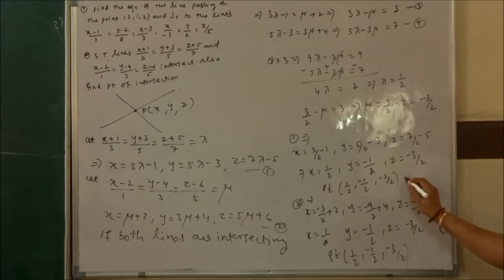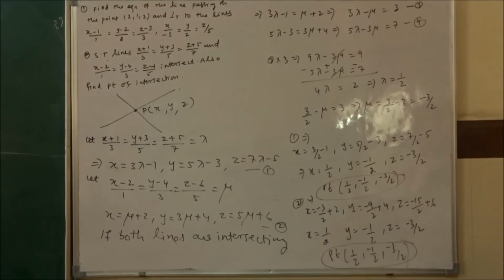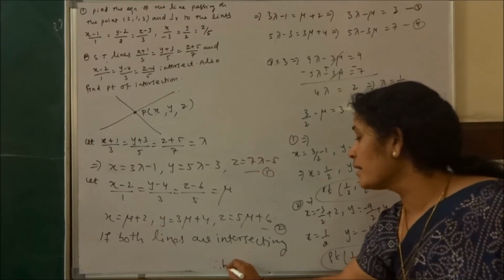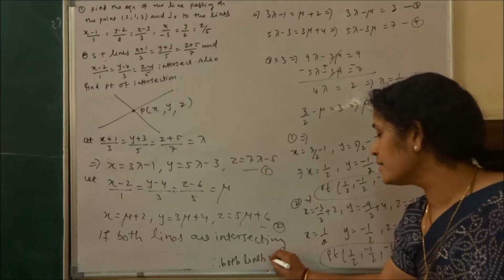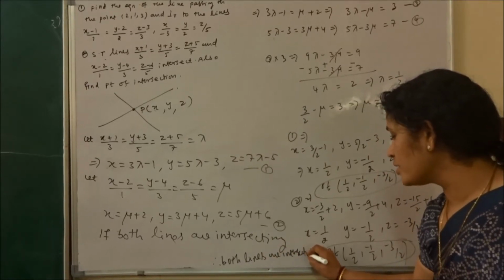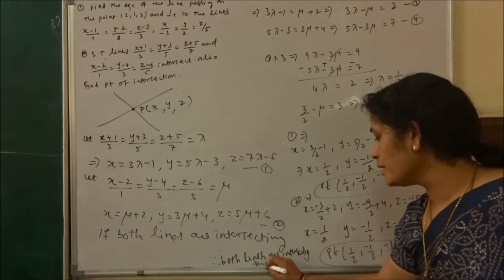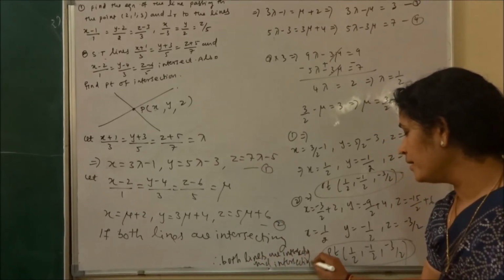Now see, these are the same points. Therefore, both lines are intersecting. You can write your conclusion: therefore both lines are intersecting, and intersecting at where? Intersecting at this point. Clear to you?